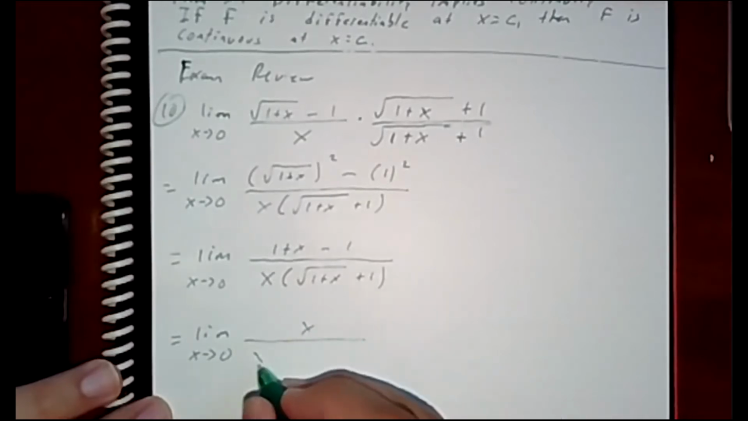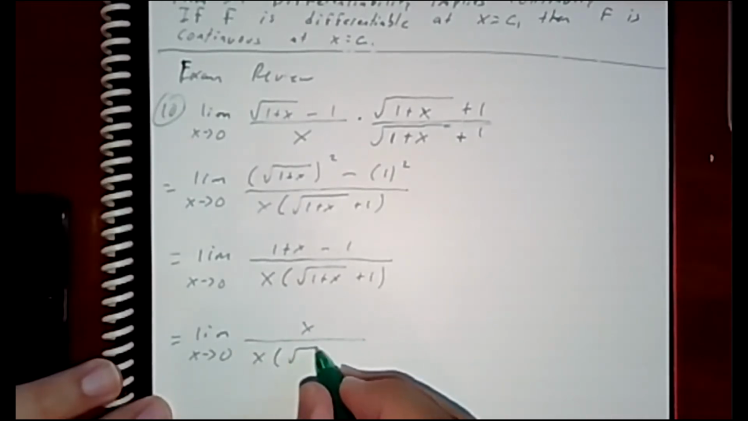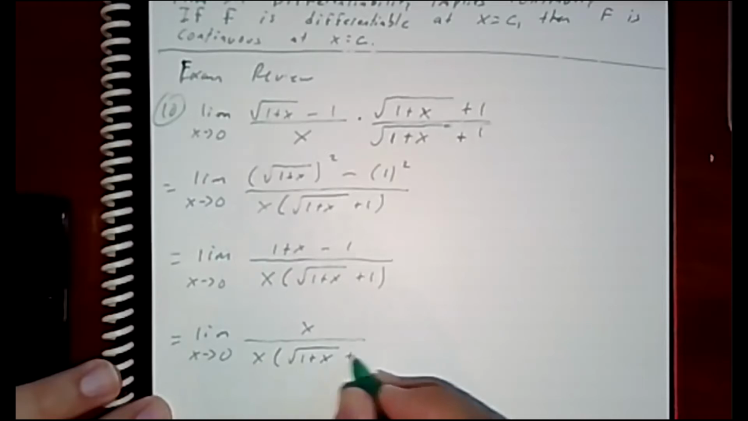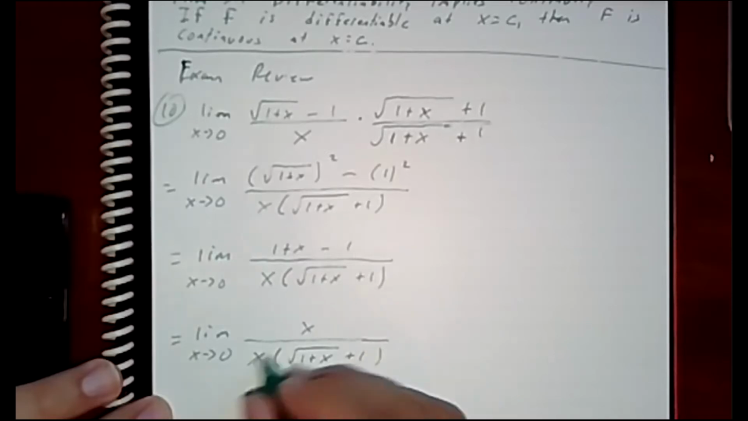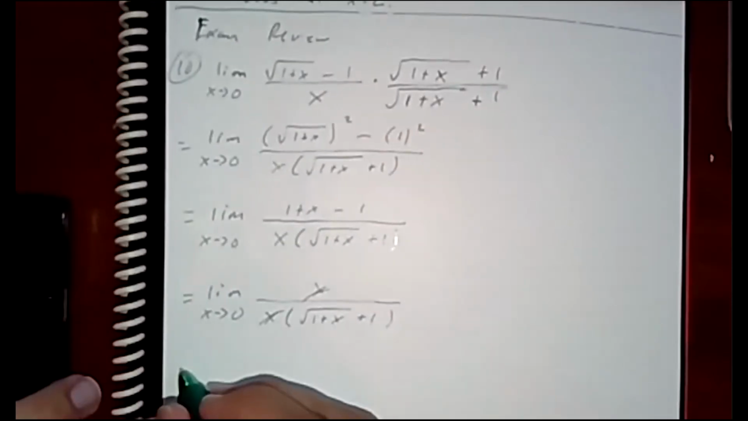Leaving me with x and x. So these cancel, leaving me with just a single 1 on the top. When something cancels, it leaves a 1.